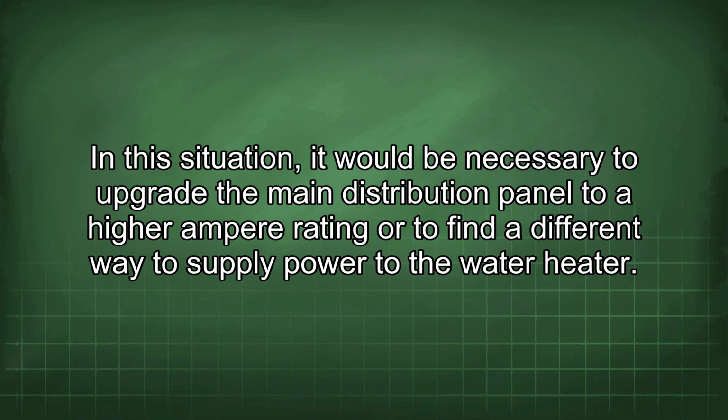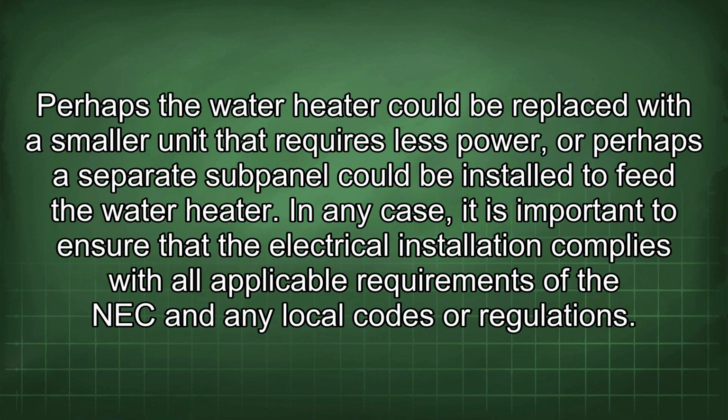In this situation, it would be necessary to upgrade the main distribution panel to a higher ampere rating or to find a different way to supply power to the water heater. Perhaps the water heater could be replaced with a smaller unit that requires less power, or perhaps a separate sub-panel could be installed to feed the water heater. In any case, it is important to ensure that the electrical installation complies with all applicable requirements of the NEC and any local codes or regulations.